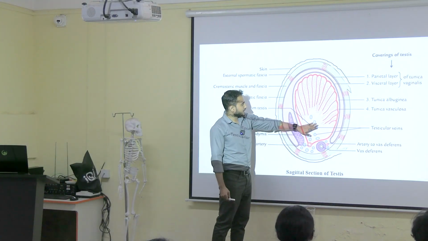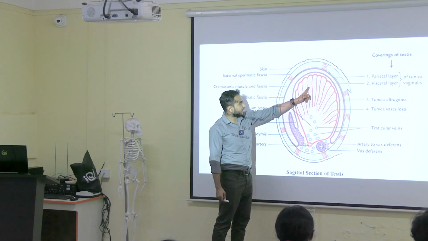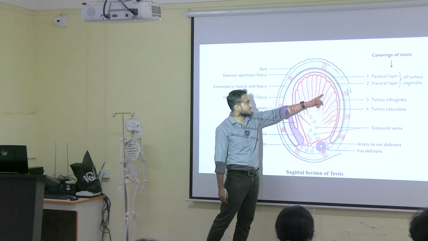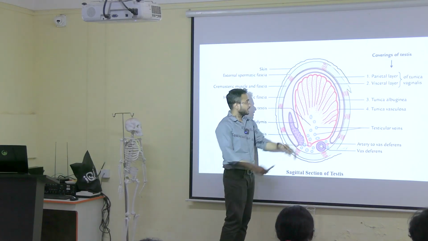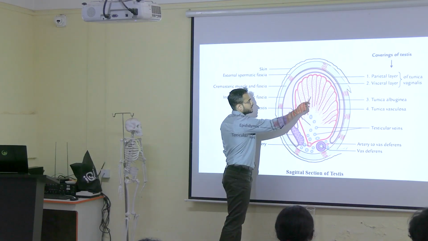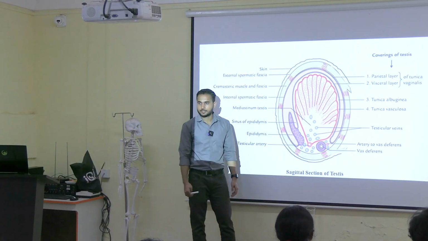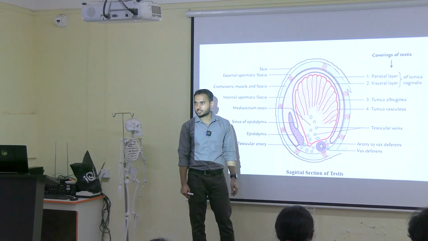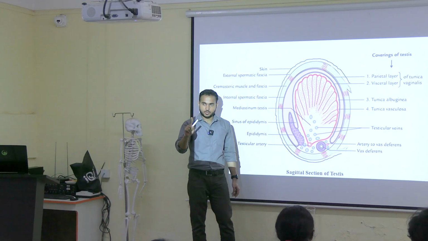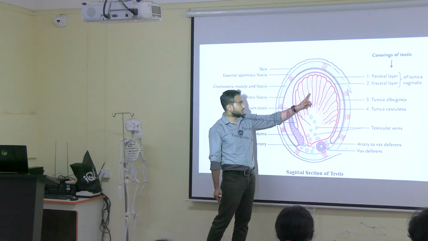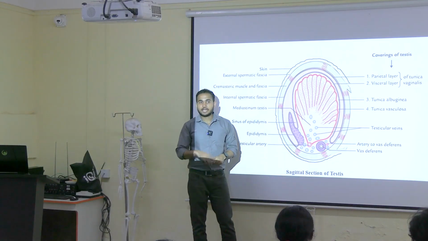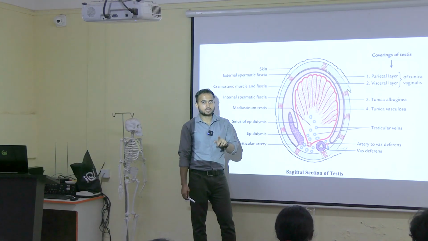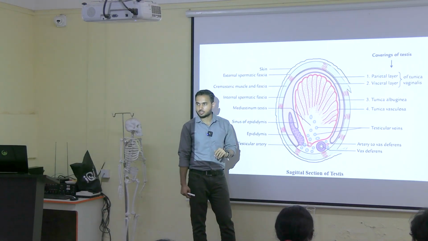From this mediastinum testis, I hope you can see the incomplete septa going into the substance of the testis and dividing it into numerous lobules. This is one lobule, this is one lobule, like this numerous lobules are there. These are conical in shape, and the apex is directed towards the mediastinum testis. If you take one particular lobule, inside that highly coiled seminiferous tubules are present, at least two to three, as you can see in the diagram.